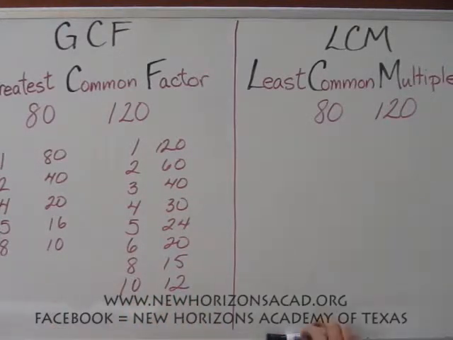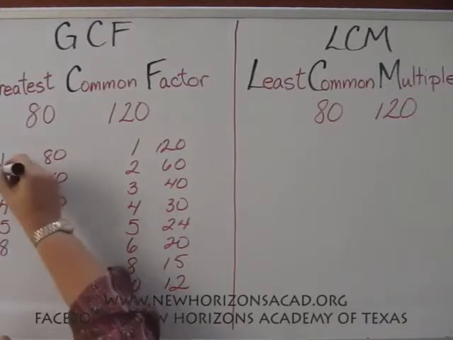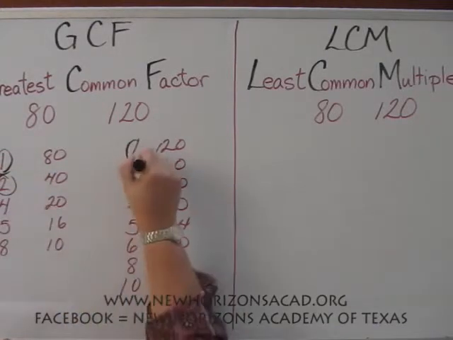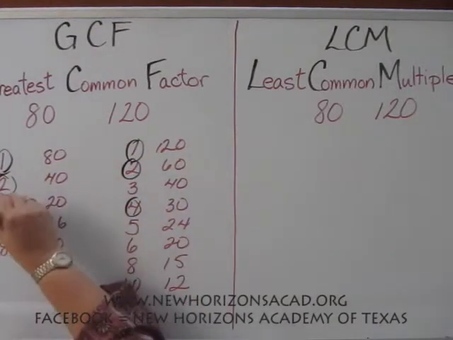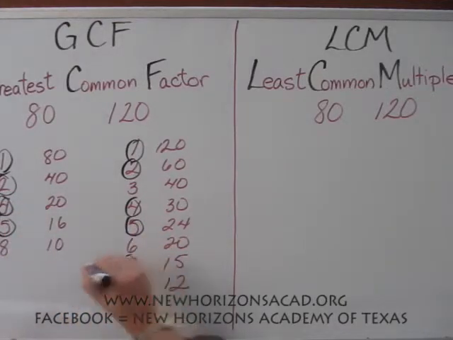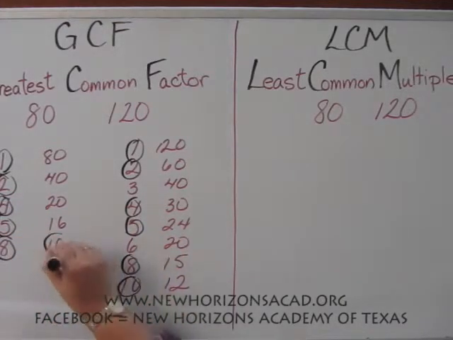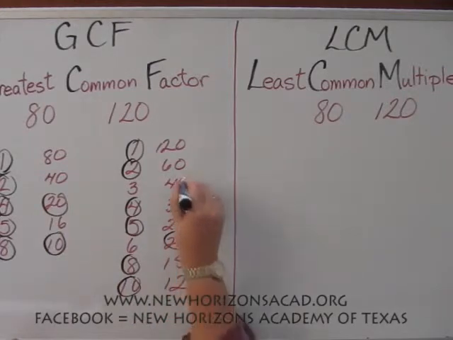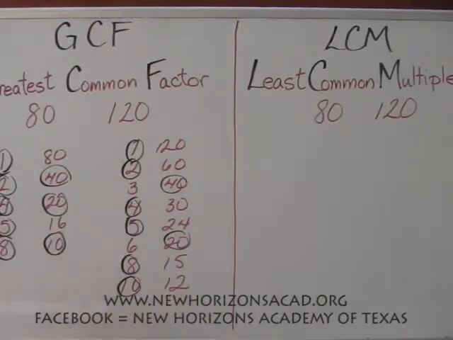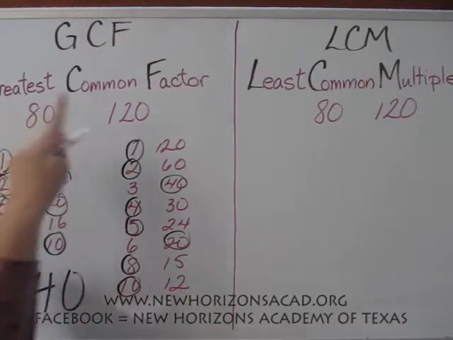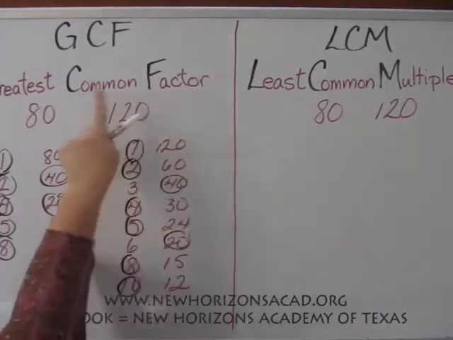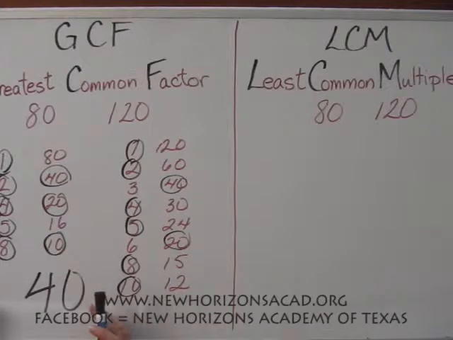Okay. The factors they have in common: 1, 2, 4, 5, 8, 10, 20, 40. What's the biggest factor they have in common? 40. So the greatest common factor, the biggest factor they have in common, is 40.